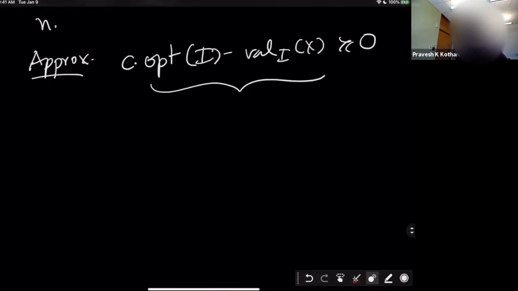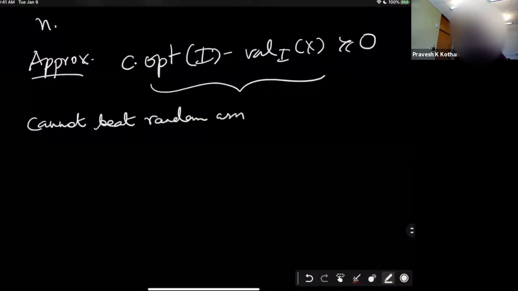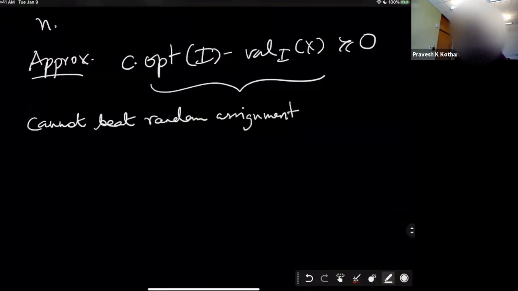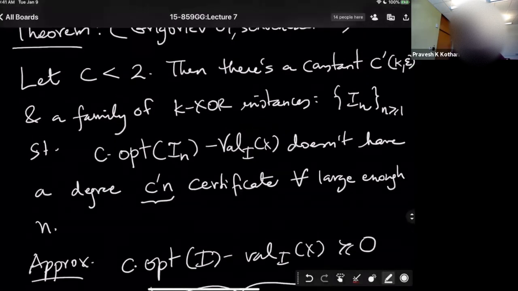This C less than 2, etc., equivalently means that you cannot hope to beat random assignment using sum of squares, C prime and degree sum of squares. That's basically an interpretation of this theorem. Very good. So we're going to prove this. We're going to demystify every piece of this theorem now.